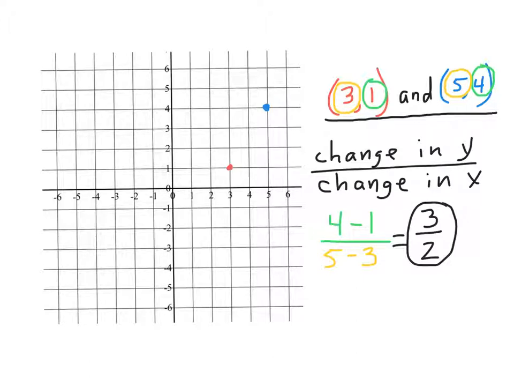If you did look at this on a graph, on a grid, notice that to get from the red point, I would go up 3, the change in y. I would go over 2, the change in x. So I would have that slope of 3/2. But you can also do it just algebraically or mathematically, I guess I should say, by subtracting, the change in y over the change in x.